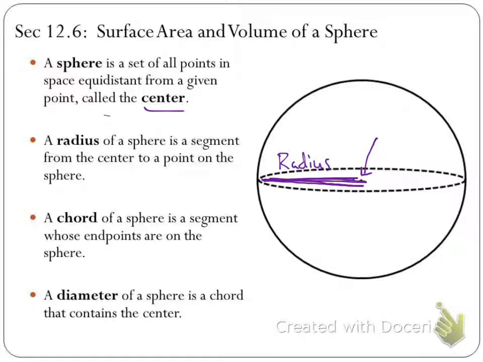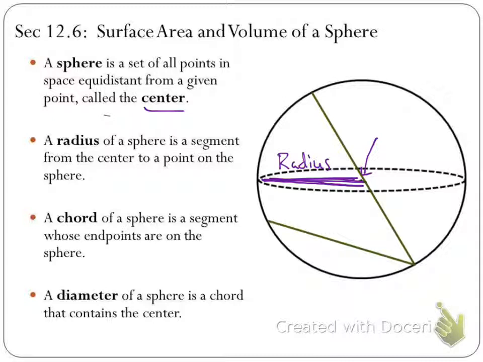Other things that we have are the chord, and that would be if I connected 2 points on the sphere, that would give me a chord. Same idea with the circle. And a diameter, which would go through the center of the sphere, and typically, like we saw with the circle, we'd always take that and take half of it to get the radius.